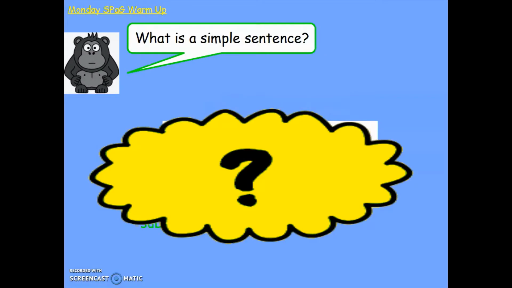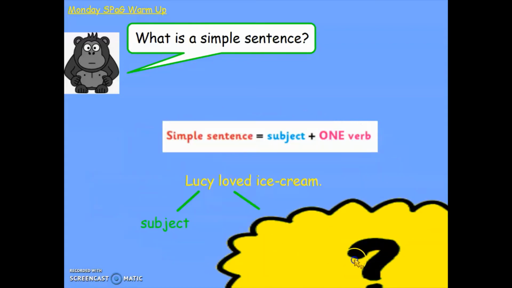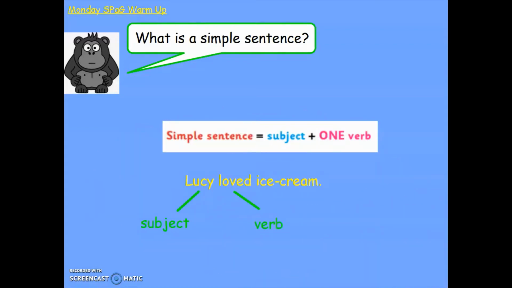For our warm-up, we're going to be recapping simple sentences. Can anyone remember what a simple sentence must contain? A simple sentence needs a subject and a verb. Here we've got an example. Lucy loved ice cream. Lucy is the subject. We know that Lucy is a noun. And the verb is loved.